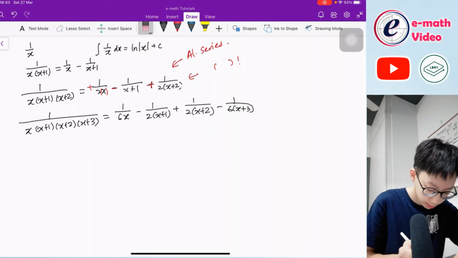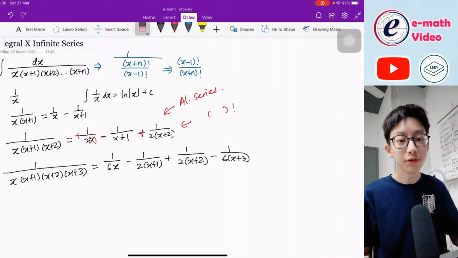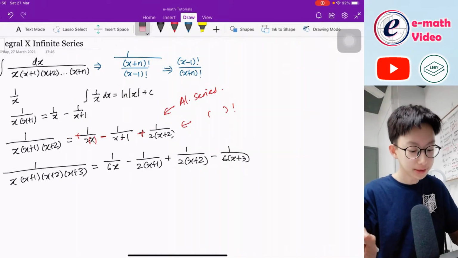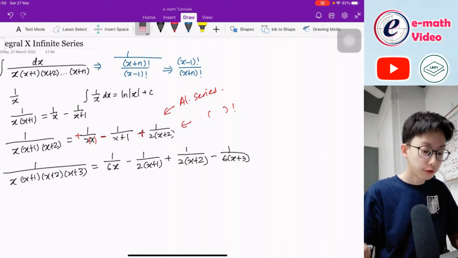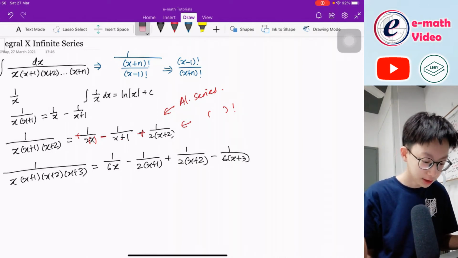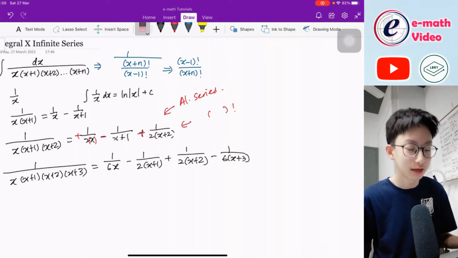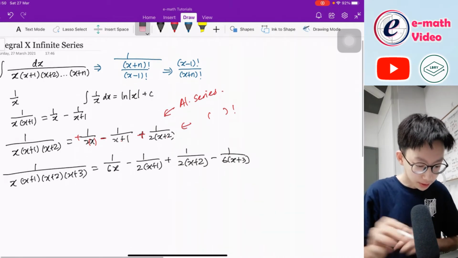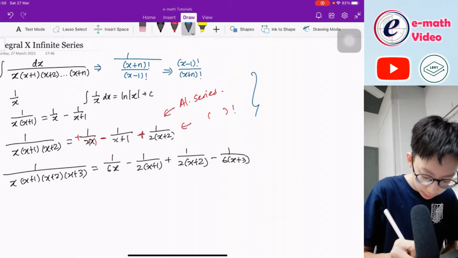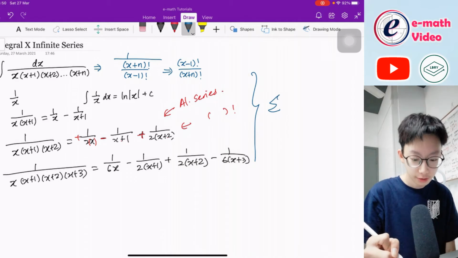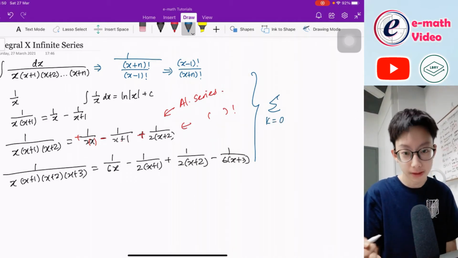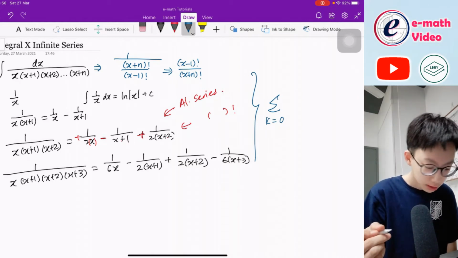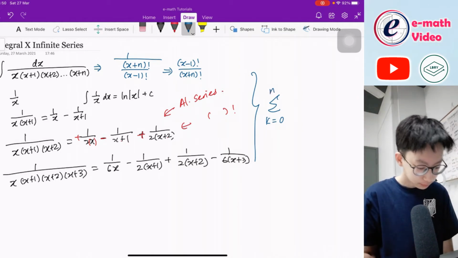Delete. Okay, let me remind you that our goal is to write this in terms of infinite sums. Then we go and integrate the sums. So from the pattern that we can observe here, now actually we haven't drawn our conclusion, but it should be infinite sums from k equals 0, maybe, or 1, I don't know, to n, right?